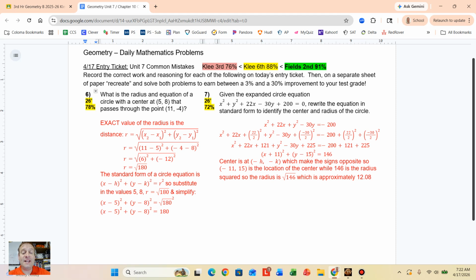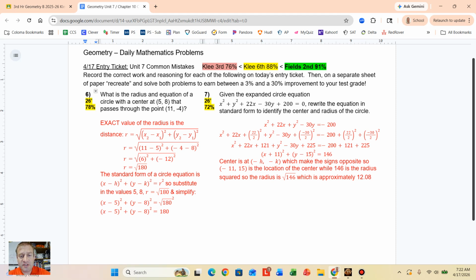The equation has r squared in it. Squaring cancels a square root. So the standard form of the circle equation: the x at the center is 5, which we consider h, so (x - 5) squared, and then the k is 8, so (y - 8) squared is our equation.